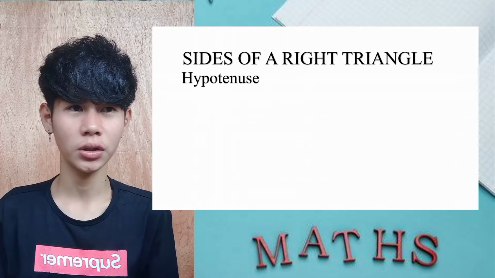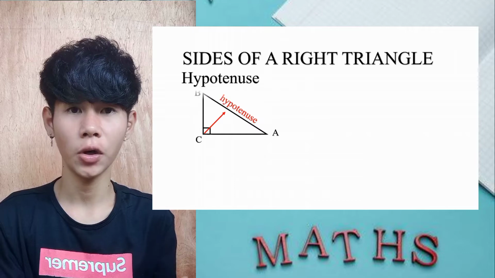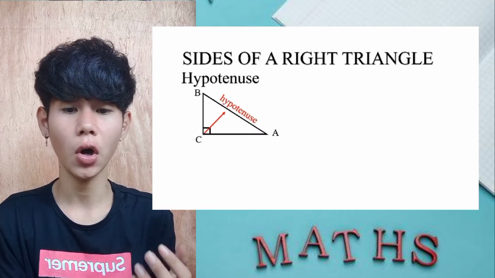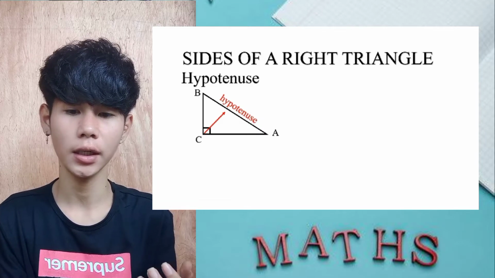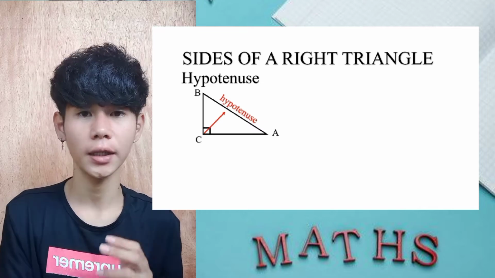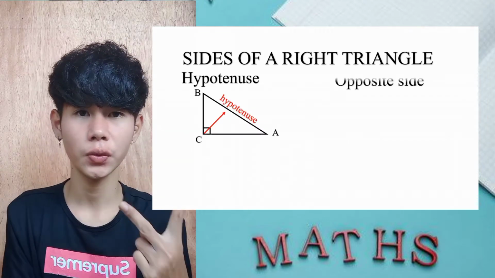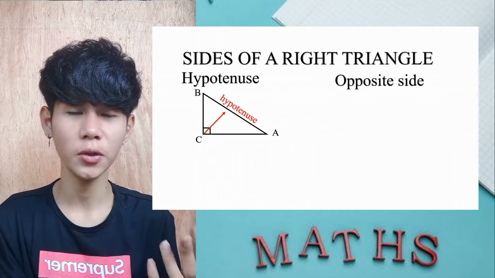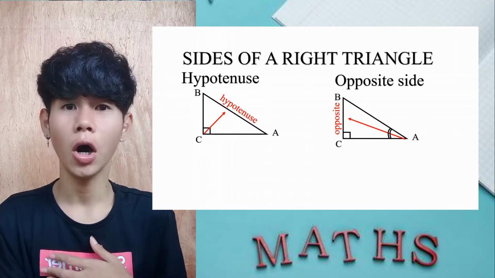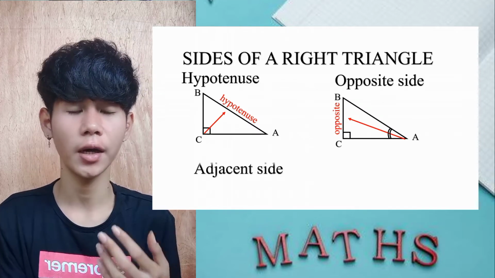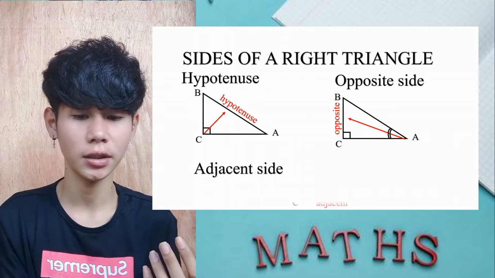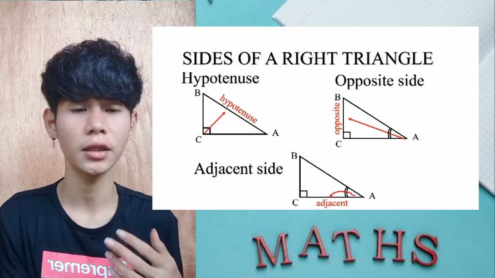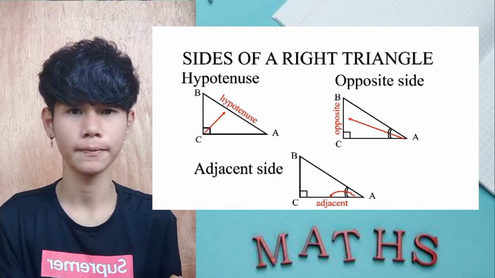First is the hypotenuse. When we say hypotenuse of a right triangle, it's always the side opposite the right angle. It is the longest side in a right triangle. The other two sides are the opposite side and the adjacent side. The opposite side is across from a given angle, and the adjacent is the non-hypotenuse side next to a given angle.